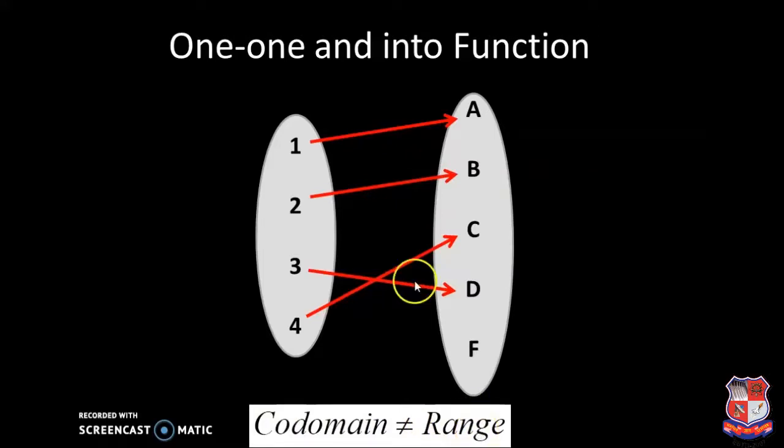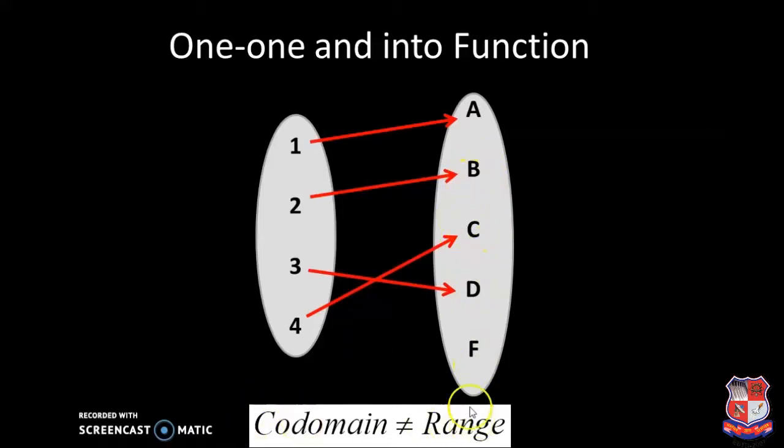Okay, let's verify it. For 1 we have a, 2 have a b, 3 have a d, 4 have a c. Means our range is a, b, c and d. And what about the codomain? The codomain is A, B, C, D and F.